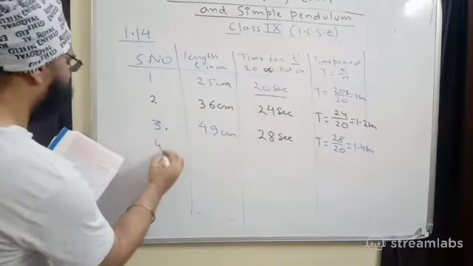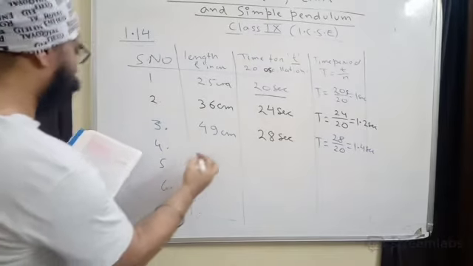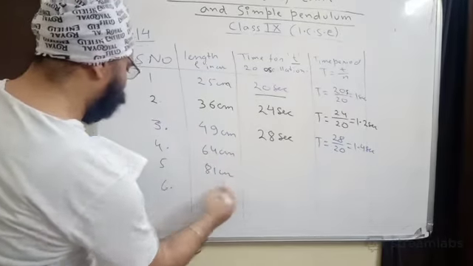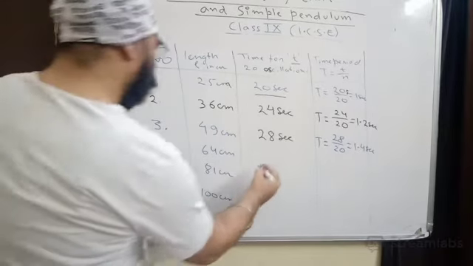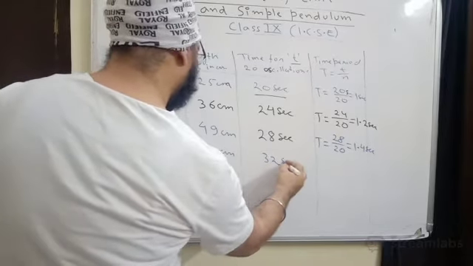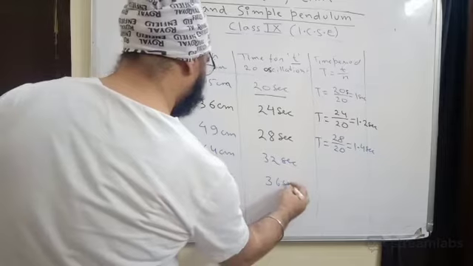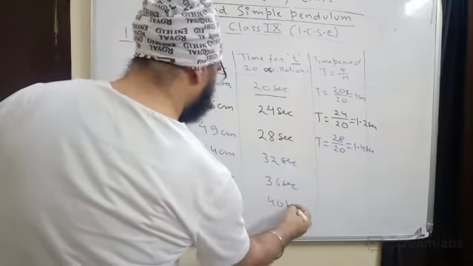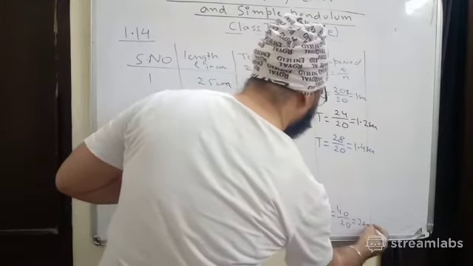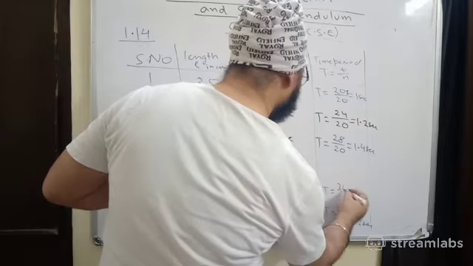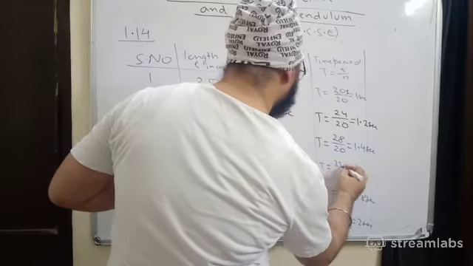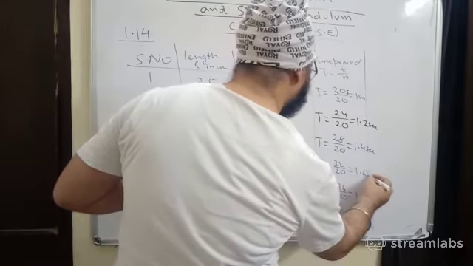I copy the readings 4, 5 and 6. And what lengths have they chosen? They have chosen 64 centimeters, 81 centimeters and 100 centimeters. And what is the time noted by them? 32 seconds, 36 seconds and 40 seconds. So the time period becomes 40 by 20 is equal to 2 seconds. This becomes 36 by 20, equal to 1.8 seconds. This becomes 32 by 20, which is 1.6 seconds.